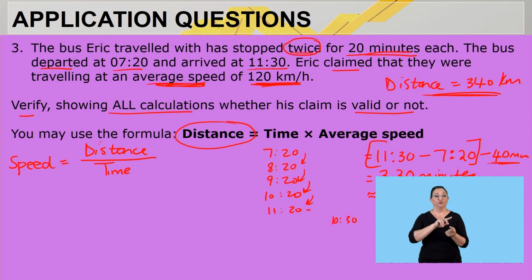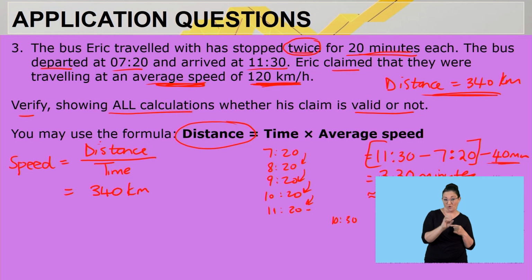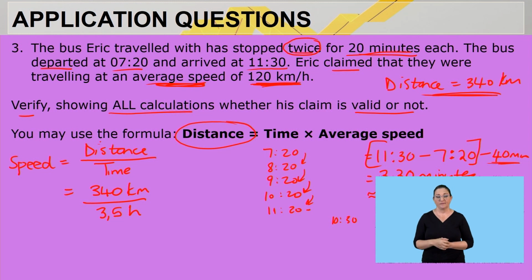So I've changed the subject of the formula. That's step one. There's my formula. Second step, now I'm going to substitute into my formula. I know the distance equals 340 kilometers. We just established that the traveling time equals 3.5 hours. Okay, so now I will type in 340 divided by 3.5 equals. So this will give me an average speed of 97, and I'll round it off to 2 decimal places, 14 kilometers per hour.